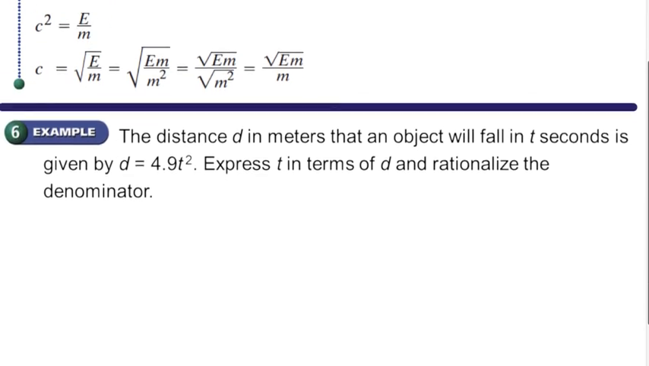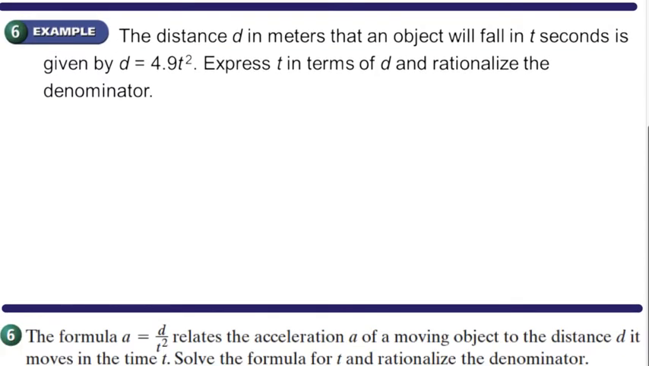All right, the distance d in meters that an object will fall in t seconds is given by d equals 4.9 t squared. Express t in terms of d and rationalize your denominator. All right, so we're wanting to solve this for t. So we have d equals 4.9 t squared. First step, divide both sides by 4.9.